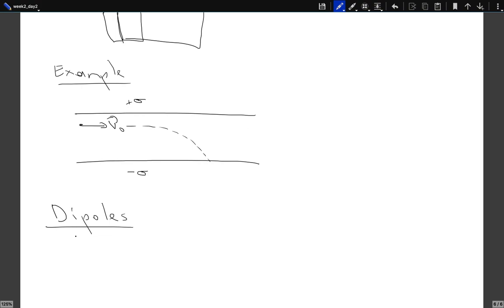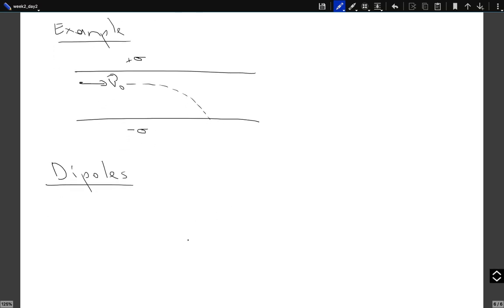Well, this will be more relevant for materials. You see, at the end of the day, if you look at any material, it's made up of atoms and molecules. And the molecules are not always neutral throughout the molecule. If you look at the water molecule, for example, it has an oxygen atom and 2 hydrogen atoms attached to it. As a whole, the molecule is neutral.